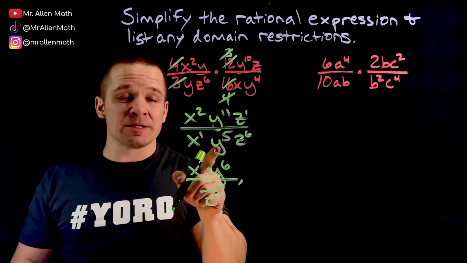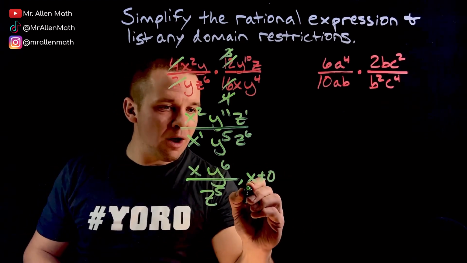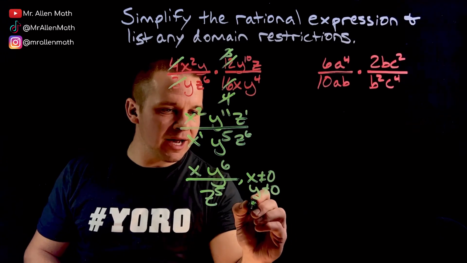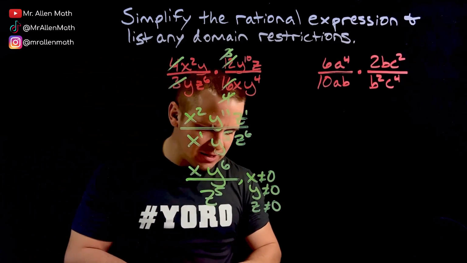I also got to list my domain restrictions. X cannot equal 0, y cannot equal 0, and z cannot equal 0. All right, beautiful. That's dope. That's awesome. We moving on, dogs.